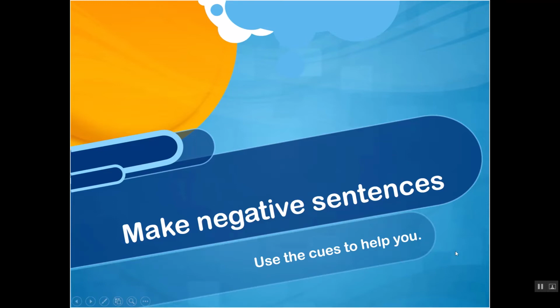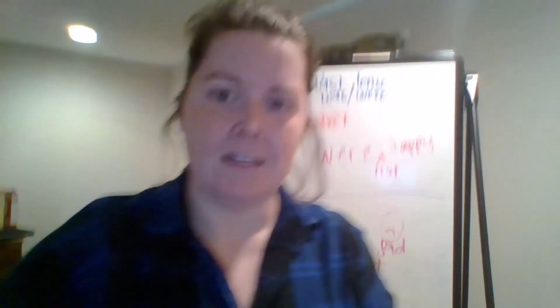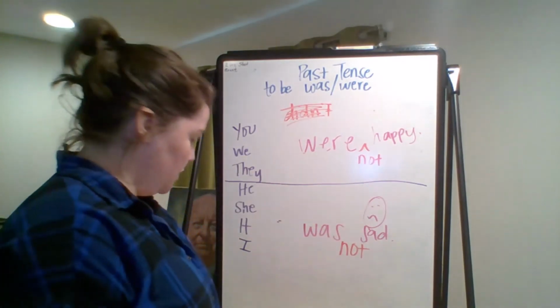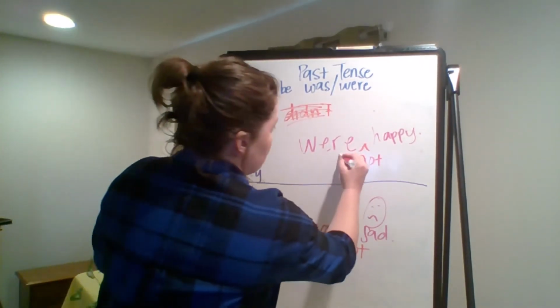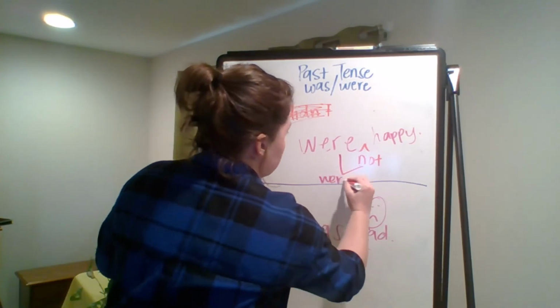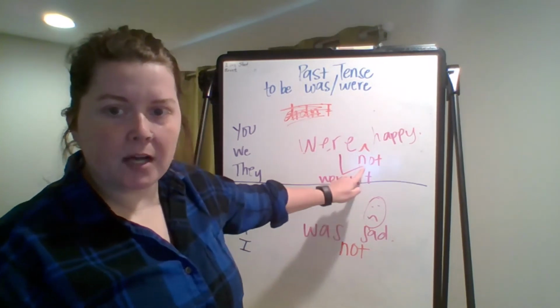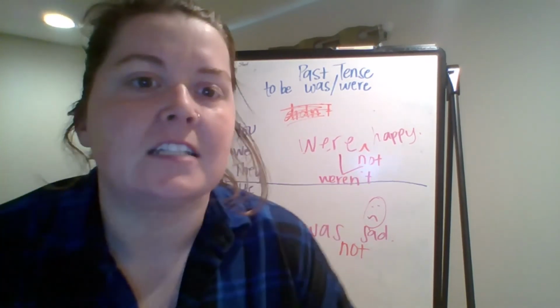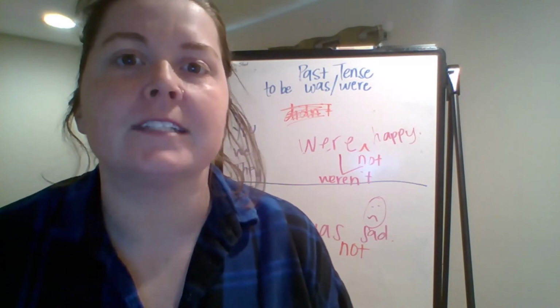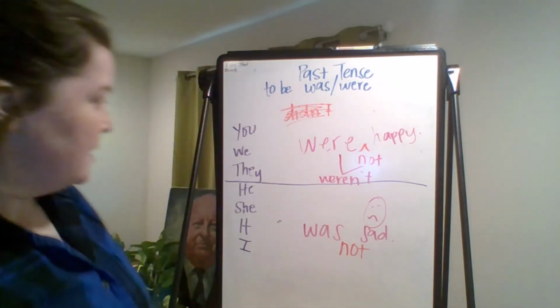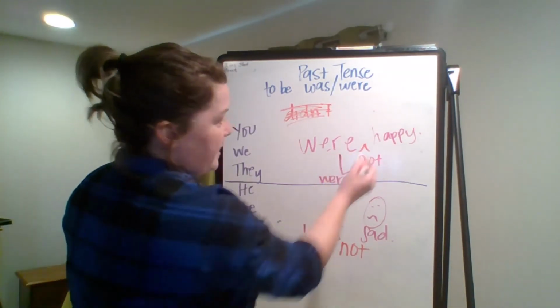And before we do that, let me go back to show you the contraction. All right. You were not, right? Were not. So you can make a contraction and say this. W-E-R-E-N apostrophe T. So you say it like this. Weren't. Weren't. Say the T on the end, okay? Okay, so that's the contraction for were not, weren't.